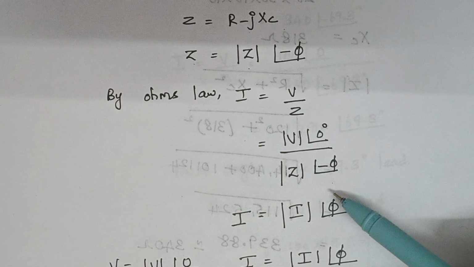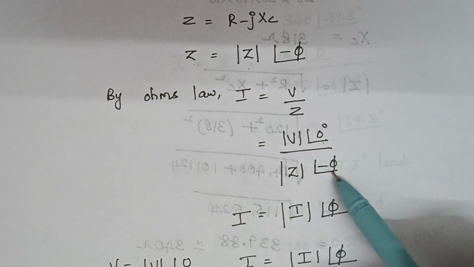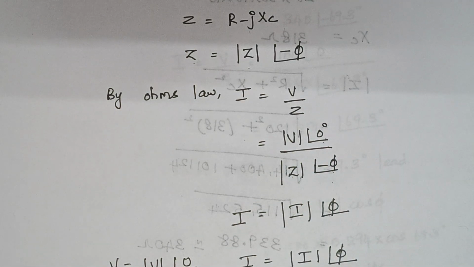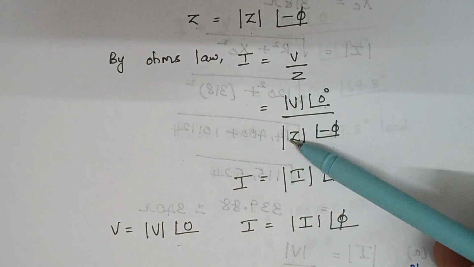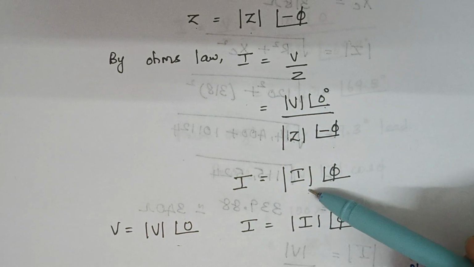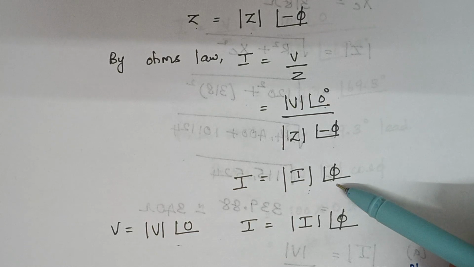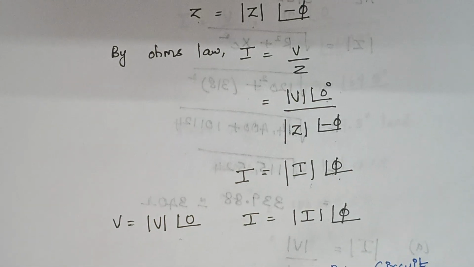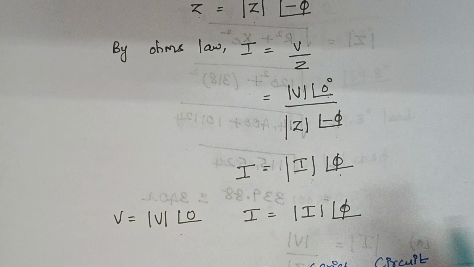When you substitute, that is V with an angle of 0 degrees and Z with an angle of minus phi. V by Z is nothing but your I. So I magnitude, when you move this minus phi to the numerator, becomes plus phi. So you see, V is given as V with an angle of 0 degrees and I is given by I with an angle of phi degrees.